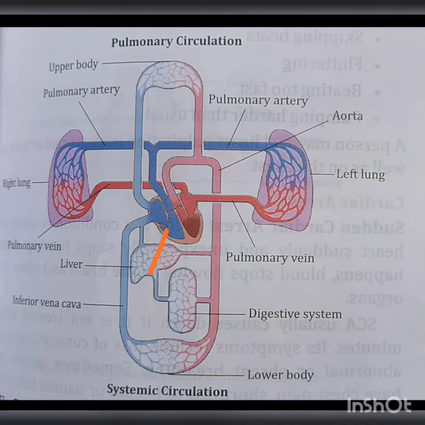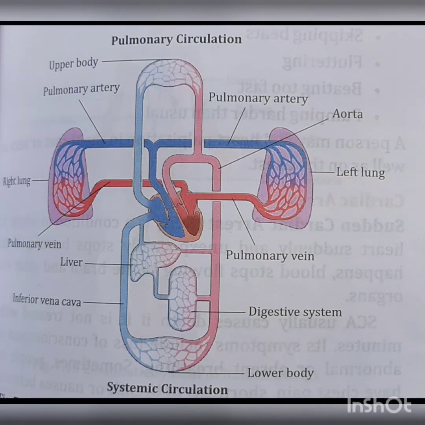From the right ventricle, the blood is pumped through the pulmonary semilunar valve into the pulmonary artery. The pulmonary artery carries the deoxygenated blood to the lungs, where it releases carbon dioxide and absorbs oxygen. The oxygenated blood from the lungs returns to the heart through the pulmonary vein. From the pulmonary vein, blood enters the heart again in the left atrium.